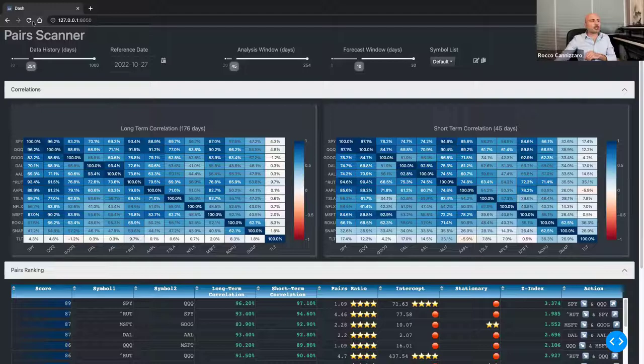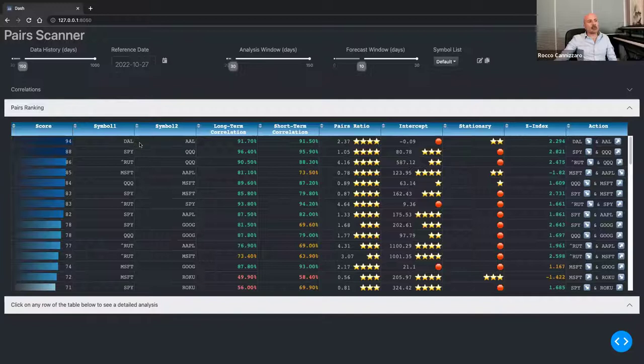For every single pair of assets, we're calculating the long-term correlation and the short-term correlation, and then we're running the regression to find the pair ratio. This value is the beta value, and then we have the intercept on the right side, which is the average value of the spread. Then we're checking for stationarity. When you see these stars, this is the p-value.